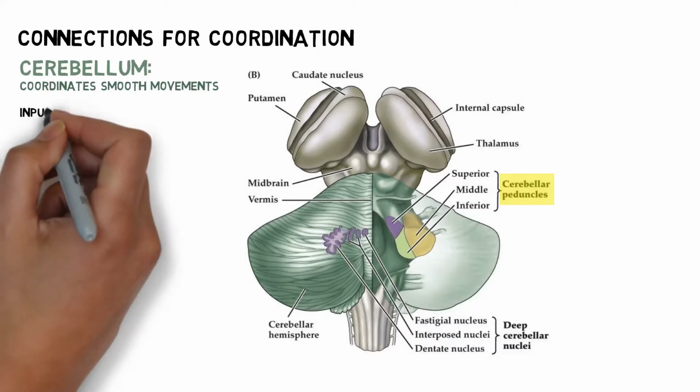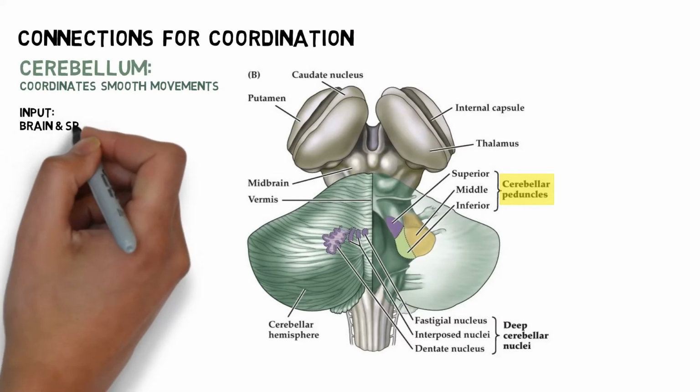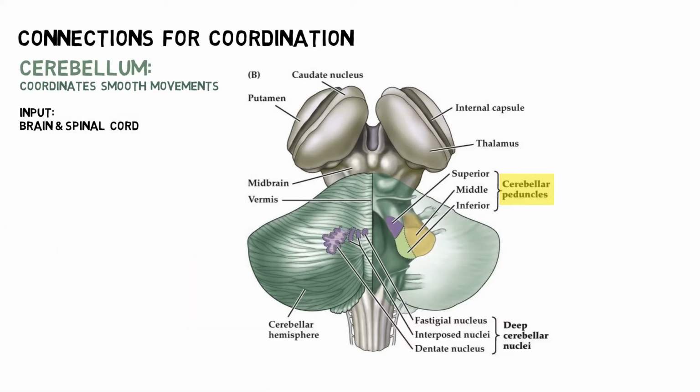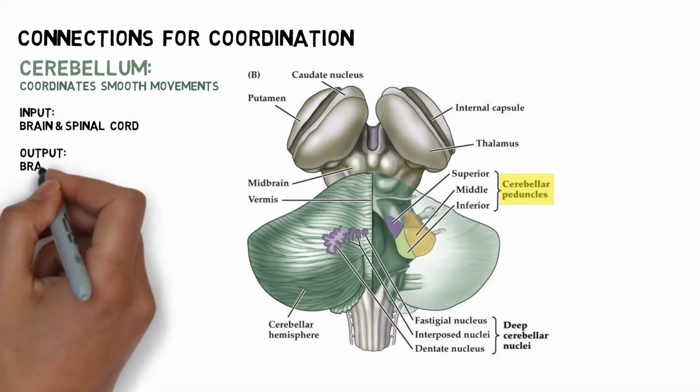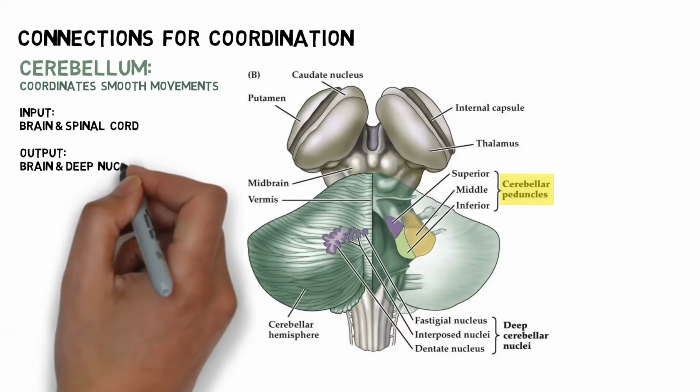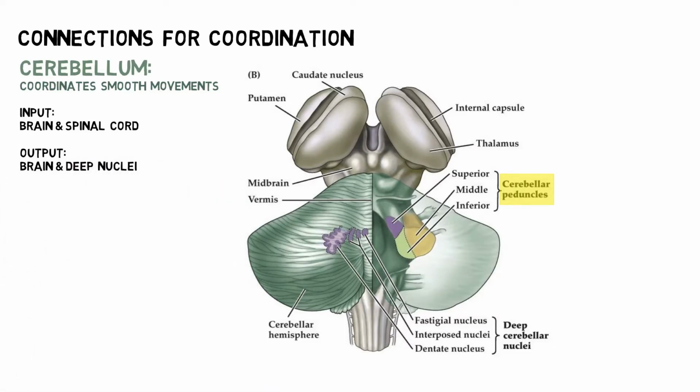It receives input from the brain and spinal cord and sends output to the brain and deep nuclei of the brainstem. Even though it is the main element in coordination of movement, the cerebellum does not send any signals directly to the lower motor neurons. It modulates movement through the cerebral cortex and deep brain nuclei.